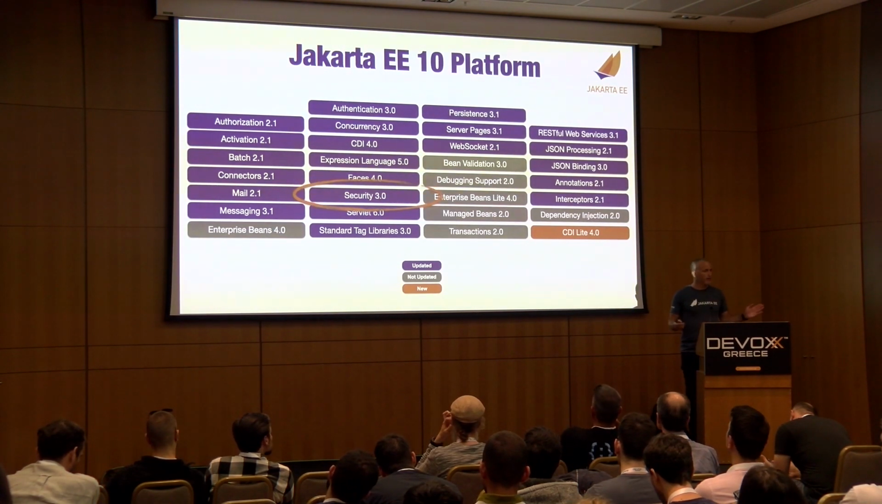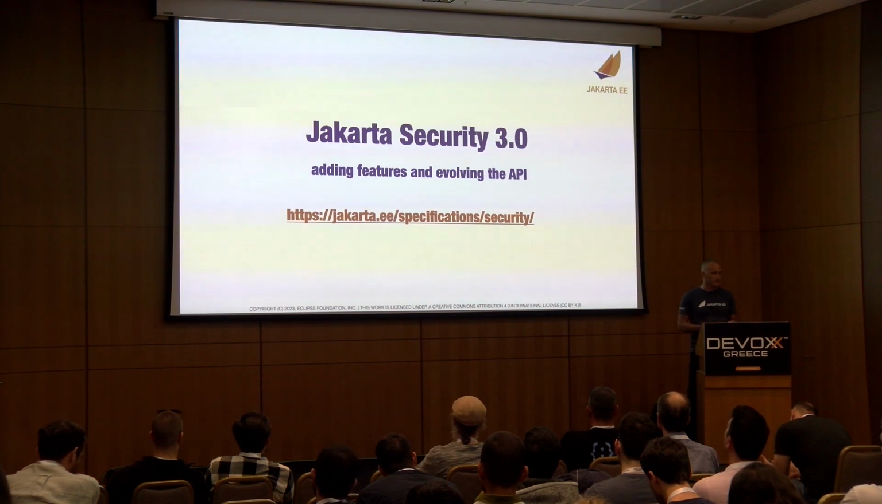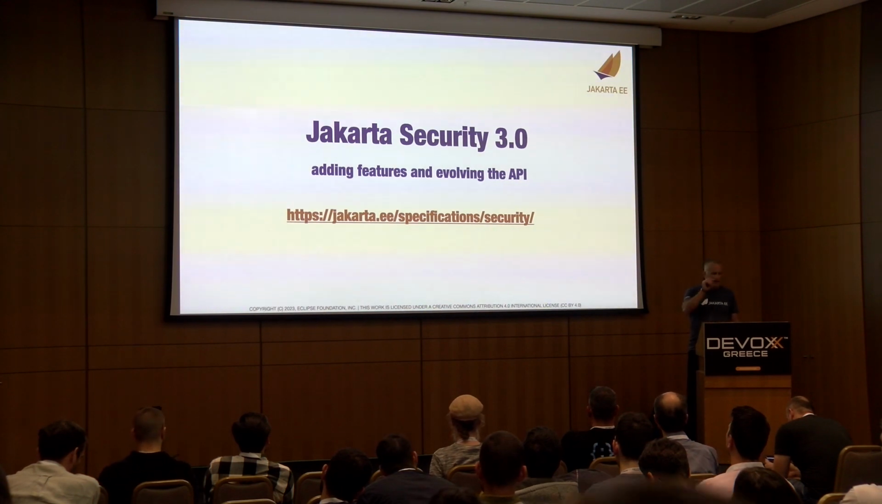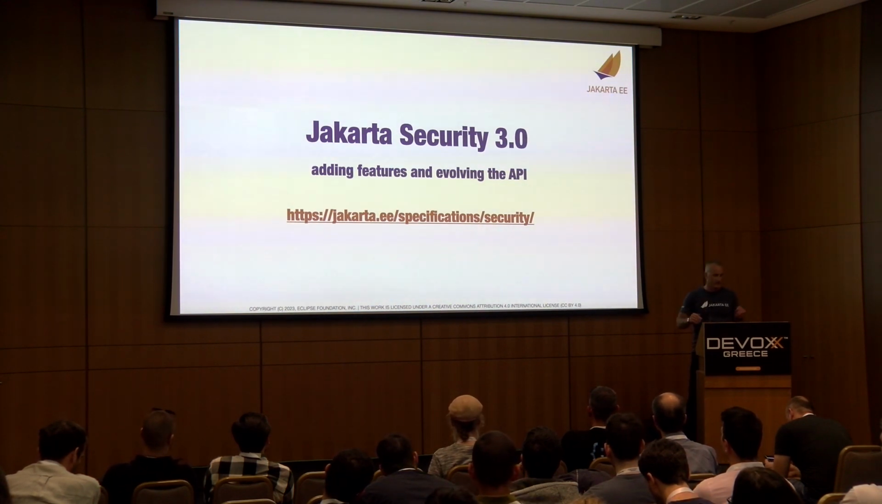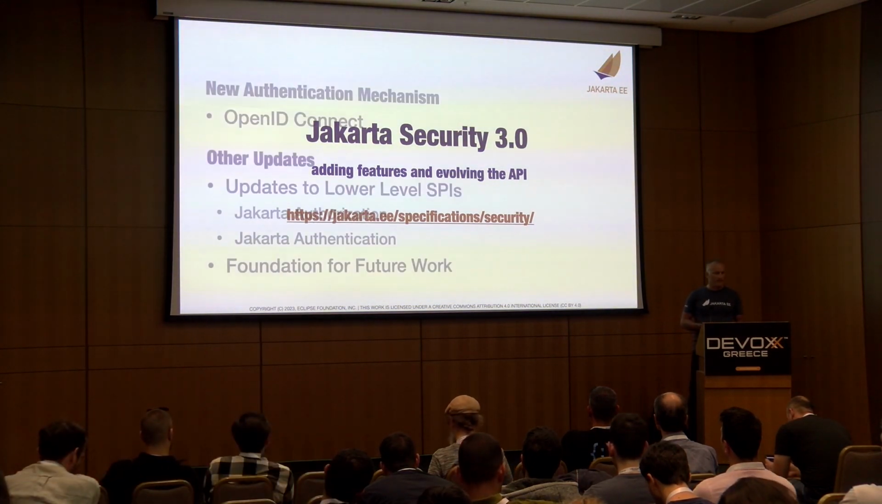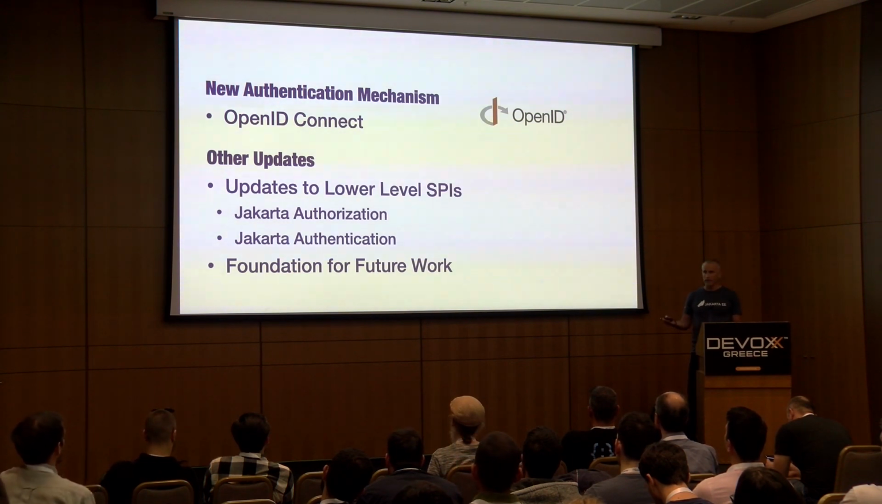So I'm going to go through a couple of these, not all of them, but a couple of the key specifications. And I'll start with security. Jakarta Security is a major update. They didn't break anything, or they did fix the APIs here and there, so technically it's a breaking change, but it's more about adding features and evolving the API. And the thing they added for this release was support for OpenID Connect.